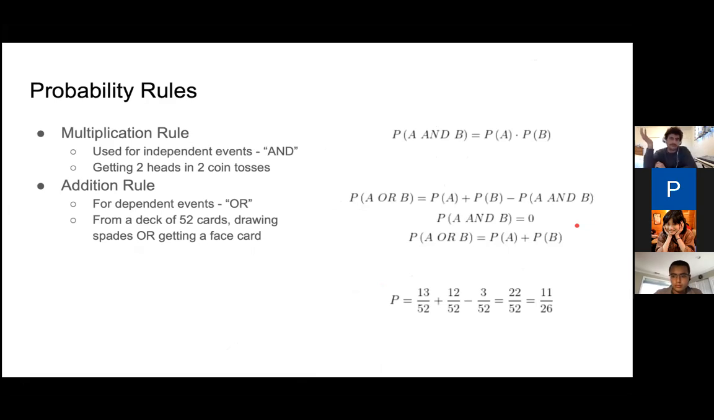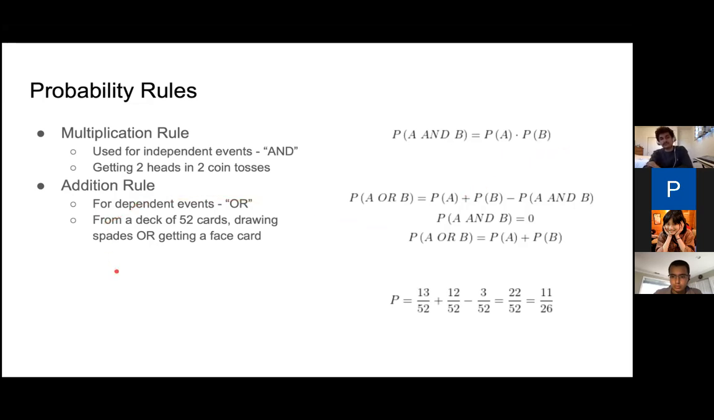So first we have the multiplication rule, which we'll be using for independent events. And if you're reading a problem, that'll be something like saying, what's the probability of getting this and this? So for example, what's the probability of getting 2 heads in 2 coin tosses? You just multiply the probability of 1 head, which is 1/2, times the other one, 1/2, and you get 1/4.